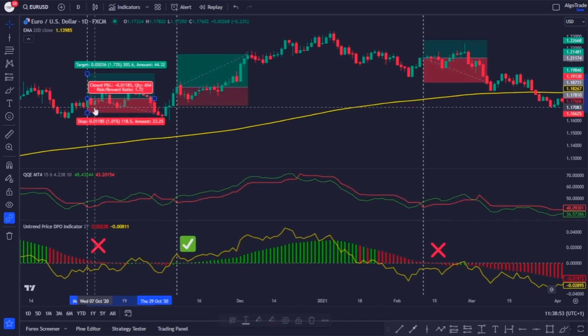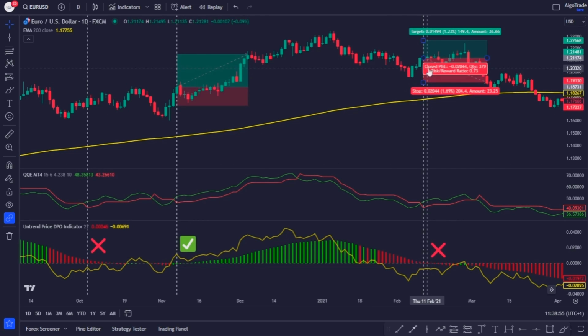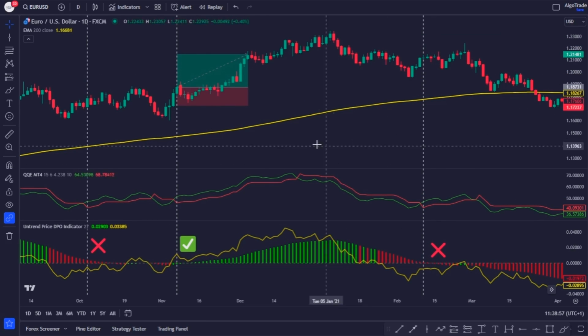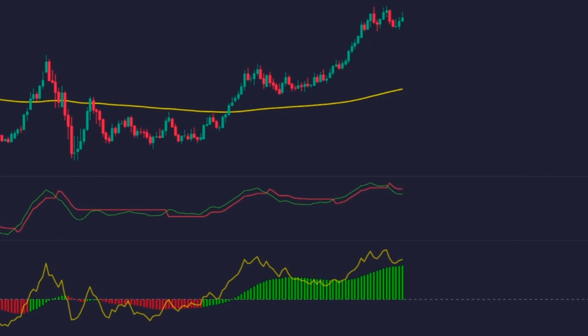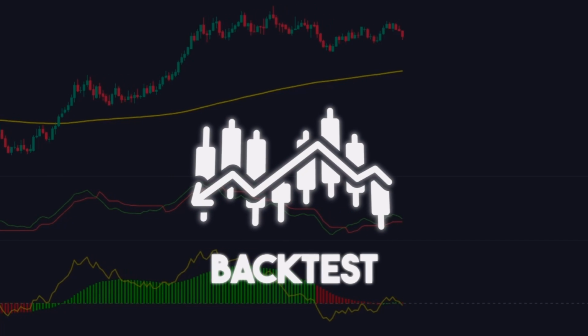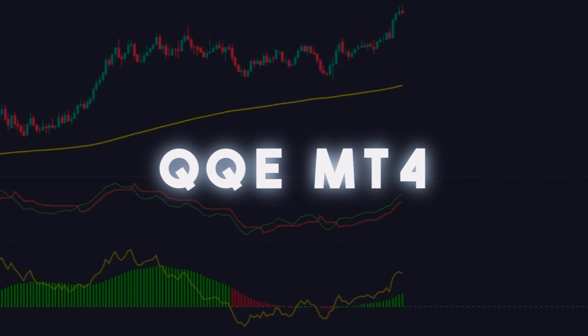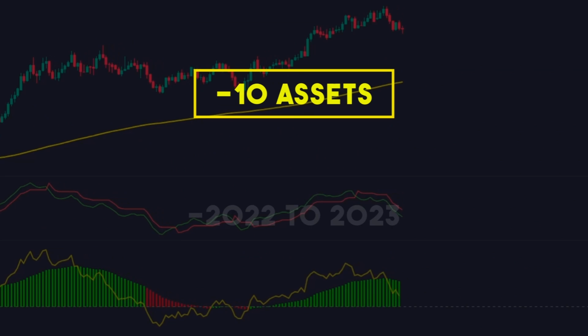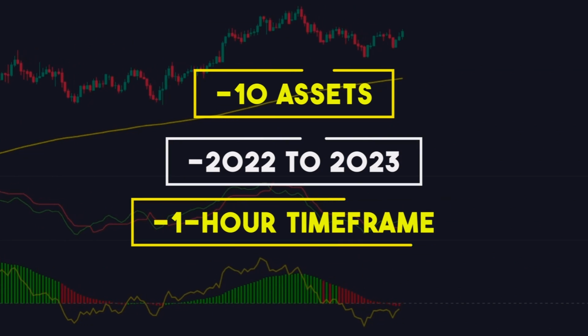Looking at some examples, we can see that in this way we can eliminate false entry signals. However, to really prove to you the efficiency of the DPO, I will repeat the backtest already done with the QQE MT4 on the same 10 assets, data sample and 1 hour time frame.